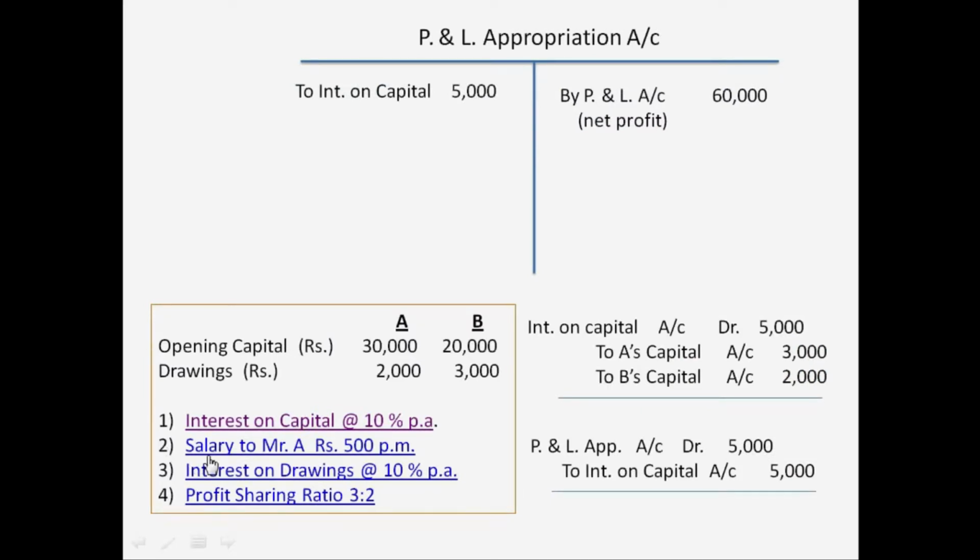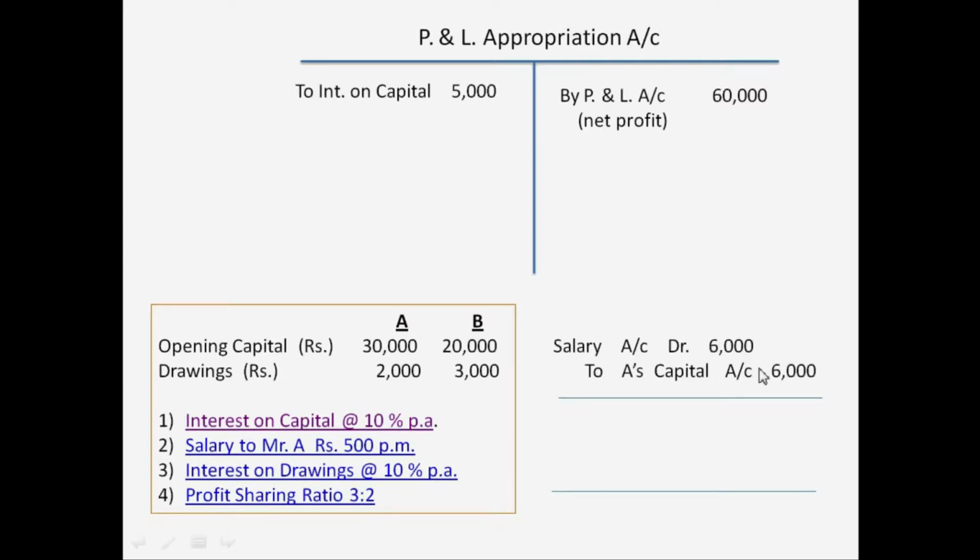Now the second provision is regarding salary. The firm will allow salary to Mr. A at the rate of rupees 500 per month. So the whole year's salary will be 6,000, 500 multiplied by 12. So A is entitled to salary, and that is 6,000. Let's see the entry for this purpose.